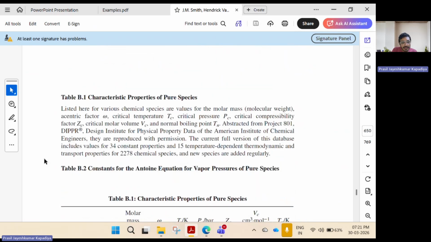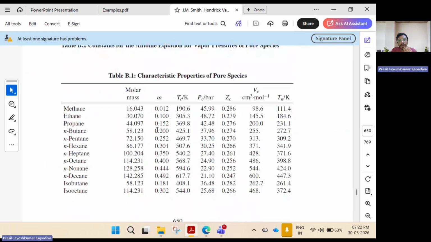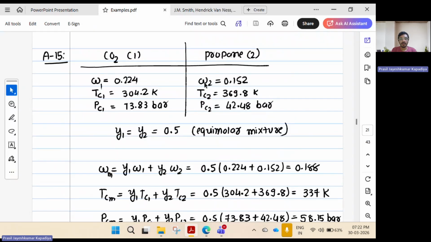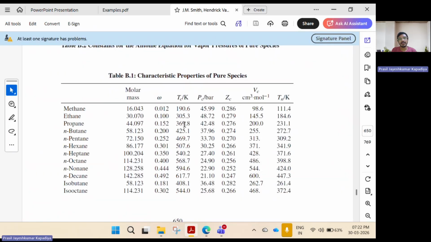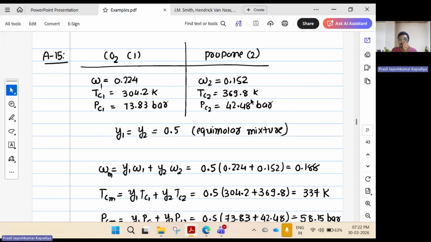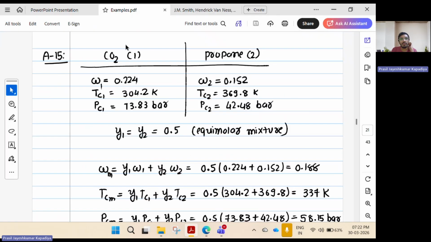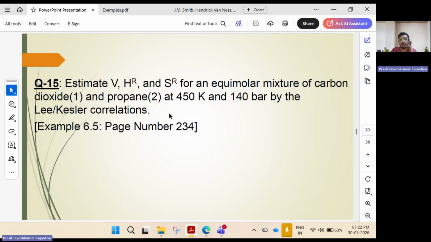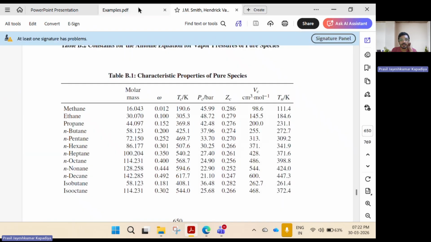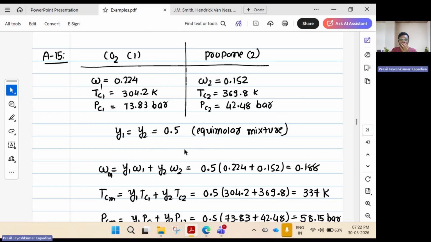So propane should be in here. So omega 2 is 0.152. Then the critical temperature is 369.8 Kelvin, and PC2 is 42.48 bar. Okay, so what is told in the problem? We are told that it is an equimolar mixture of carbon dioxide and propane. So Y1 is equal to Y2 is equal to 0.5.